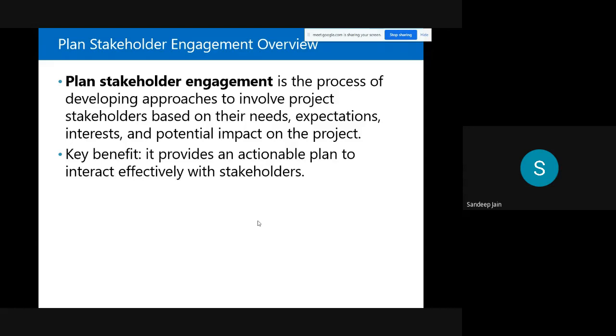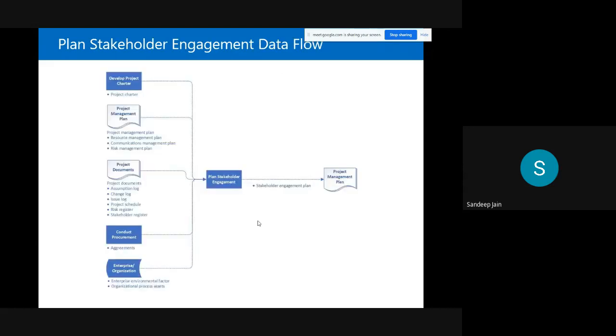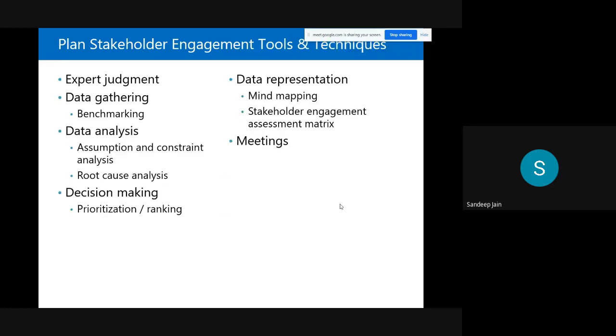But very rarely is it going to be, except for very mega projects, something which is a documented output. Though it does say that this stakeholder engagement plan goes as an input to the project management plan, very rarely does this have any meaningful content in real life.